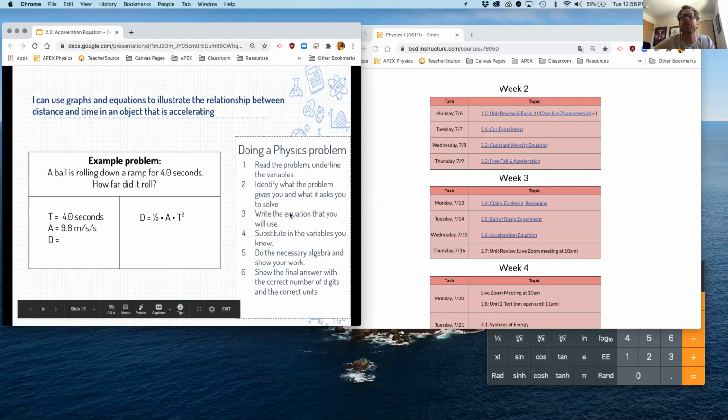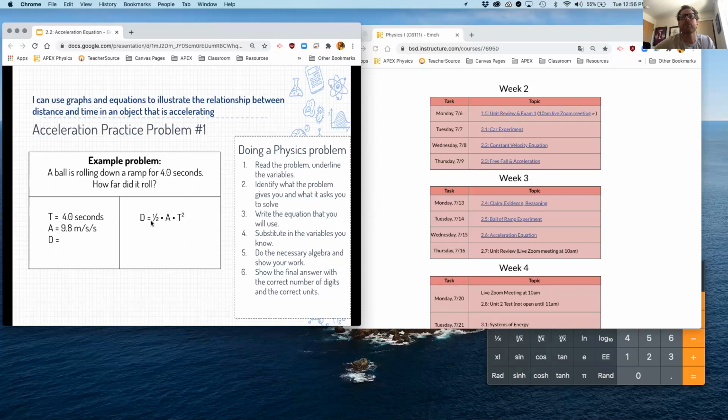Okay, next thing is write the equation that you'll use. So there it is. Step 4 is substitute in the information that we know. So 4 goes in for time, 9.8 goes in for acceleration, 1/2 stays as 1/2, and d stays as d. Now we're doing the algebra. So if you remember in PEMDAS, the first thing that you should do, if you can, is the exponent, so 4 squared. Now 4 squared is not 8.